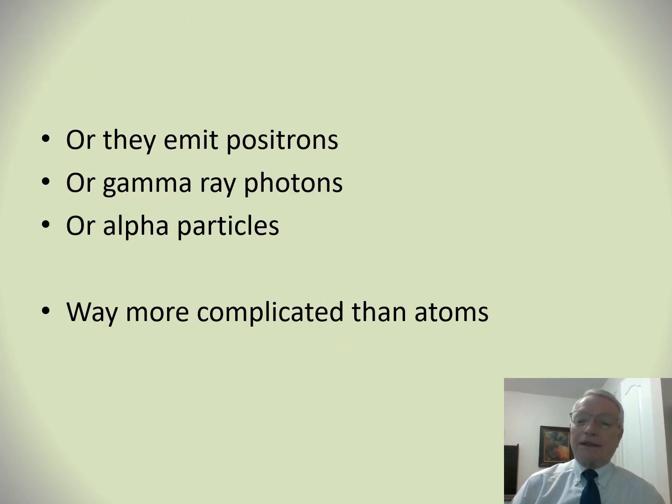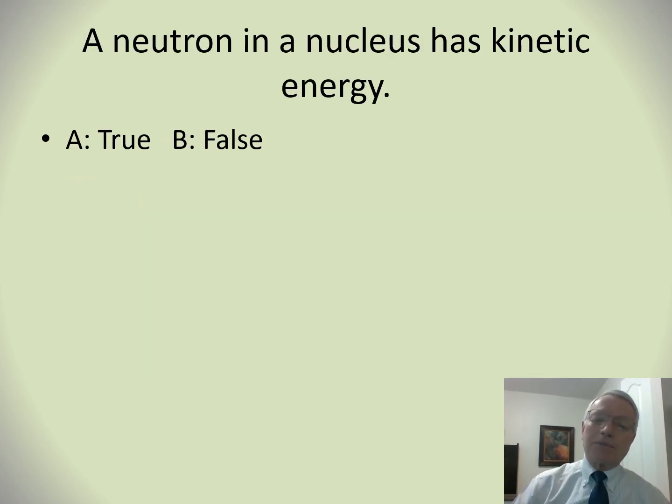But that's not all that can happen when a nucleus decides to go to a lower energy state. It could emit positrons, that's beta plus decay. It could emit a gamma ray, that's like a photon. That's like what happens in atoms. Or it could kick out an alpha particle. So there's lots more ways than in atoms, and it makes nuclear physics be a little complicated.